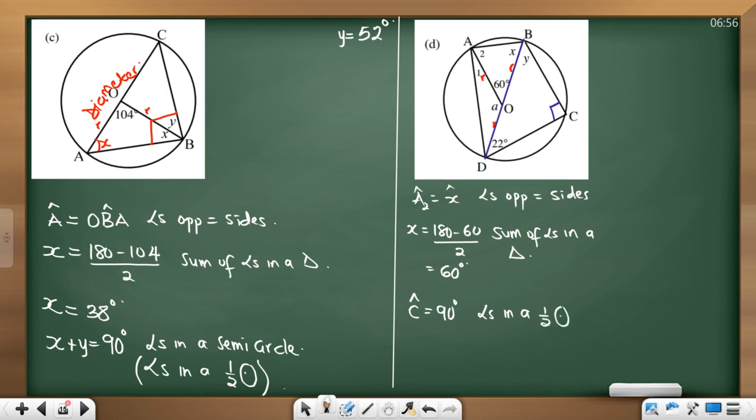Let's use that. And I know that y plus 90 plus 22 would give me 180. So what is my y? Y therefore would be 90 minus 22. All right, and that would be 68 degrees. With that, sum of angles in a triangle.